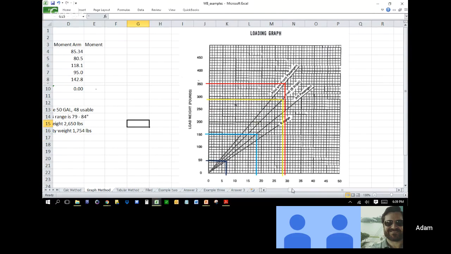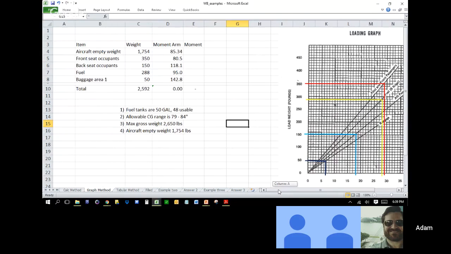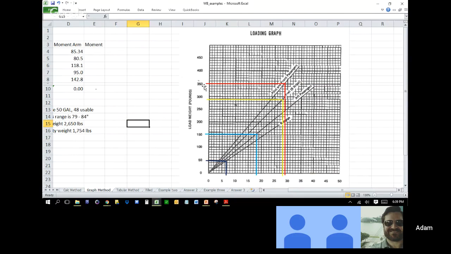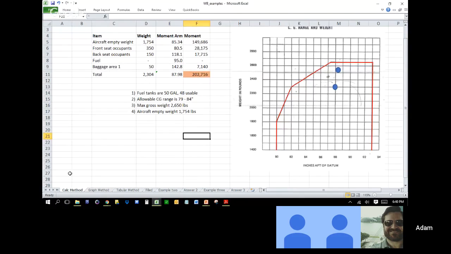For example, if we're going to do the pilot and front passengers, which I'm saying is 350 pounds, we start over here at the 350. We draw a line over to the pilot and front passengers line, and then we reference the horizontal axis to get our moments, which is almost 30,000. I think this is in thousands, 1,000 inch-pounds. So if we go back here, that number should be 28,175.